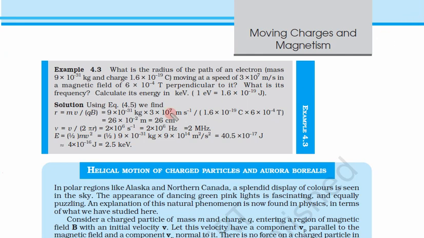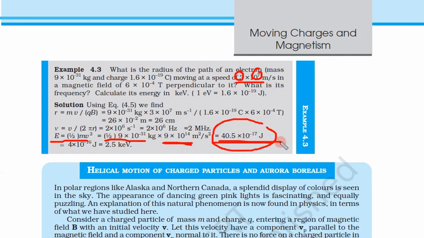is energy. Since it is moving with some velocity, it must have some kinetic energy. Energy E is equal to half mv square. Half m is 9 into 10 to power minus 31 v square. v is 3 into 10 to power 7, square is 9 into 10 to power 14. So when we calculate this, it comes out 40.5 into 10 to power minus 17 joule.